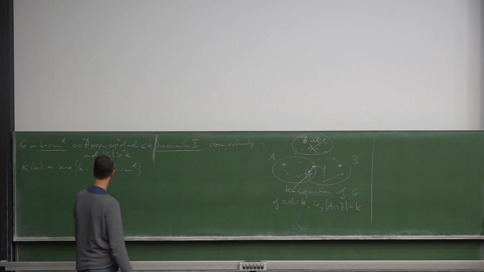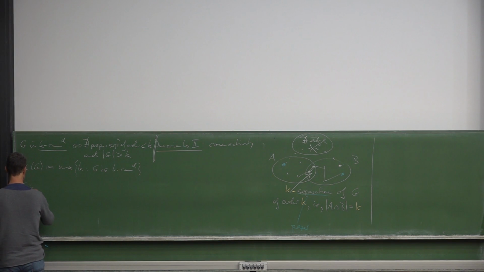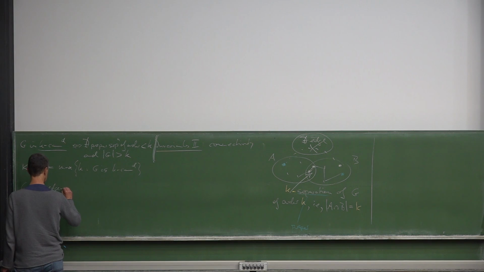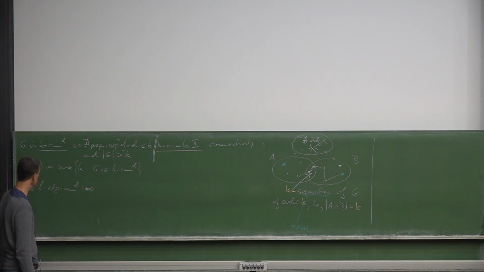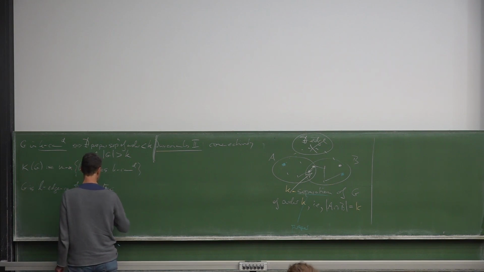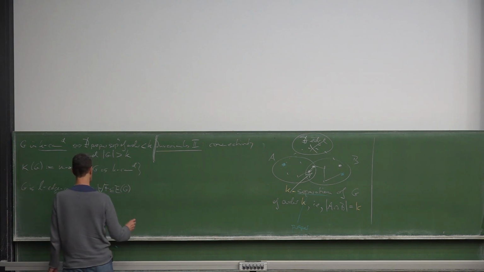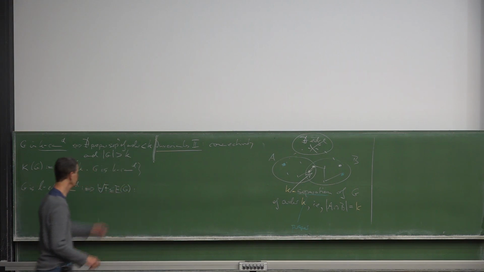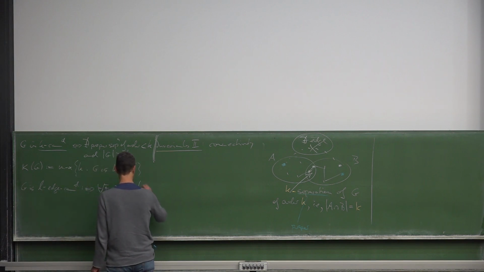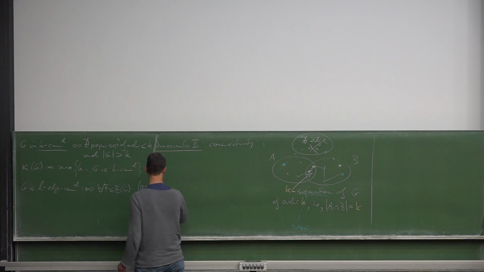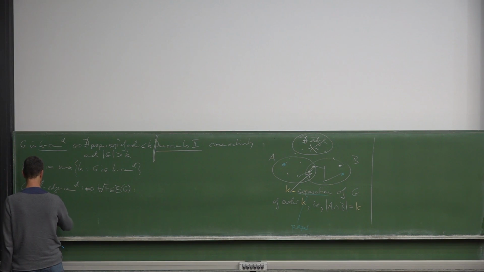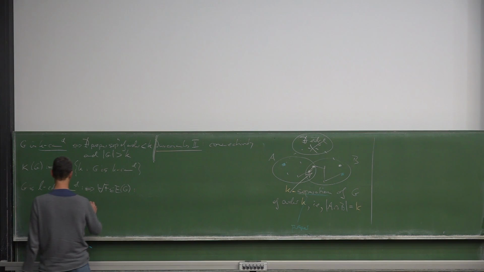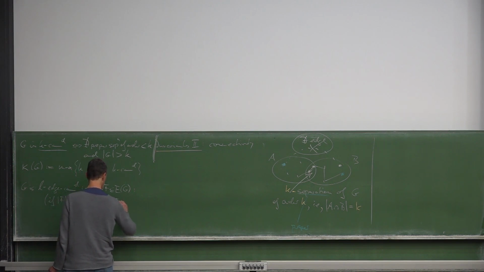Right, now let's do the same thing for edges. G is L edge connected if, now this time we make no requirements on the order of G. We just say that for every set of edges F of G, if F has fewer than L elements, then G minus F is still connected.